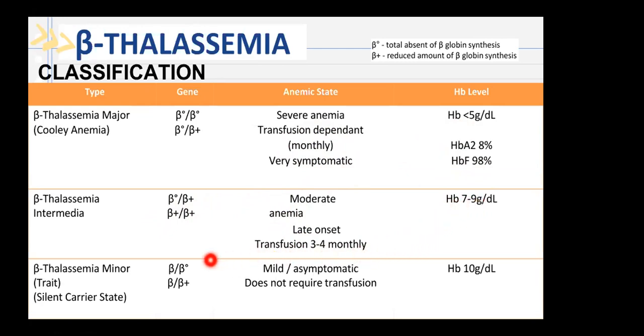And next one is beta thalassemia minor, or trait, or silent carrier trait. It has either beta naught or beta plus. It is mild or asymptomatic and does not require transfusion. Hemoglobin level is slightly anemic.